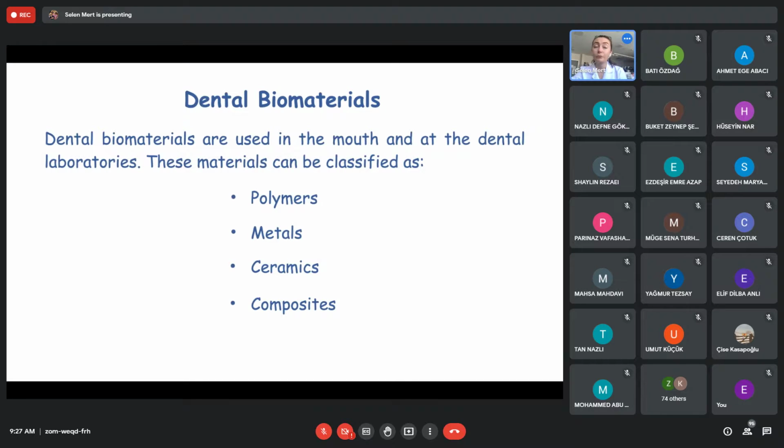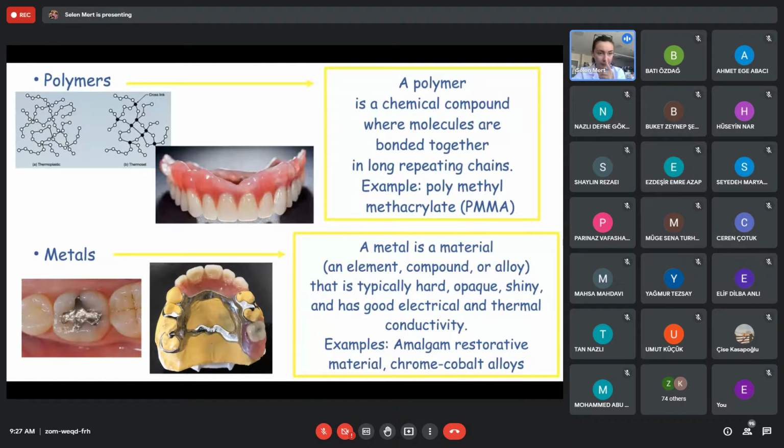There are four classes of dental biomaterials: polymers, metals, ceramics, and composites. Now, let's take a deeper look into these classes. Polymer materials are composed of monomeric molecules. When these monomeric molecules bind together in long repeating chains, they form polymeric materials.